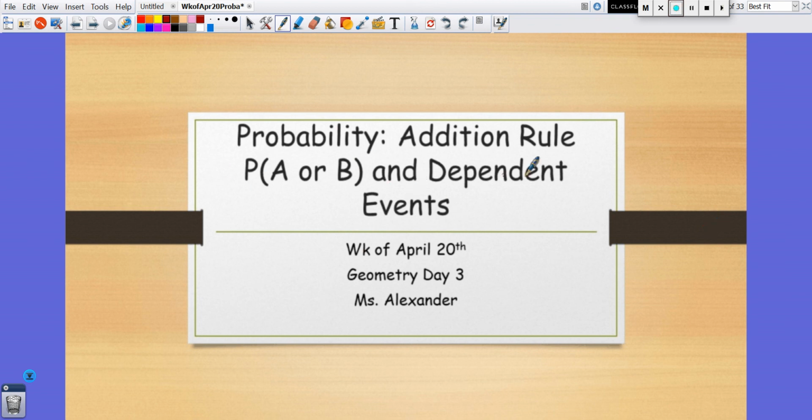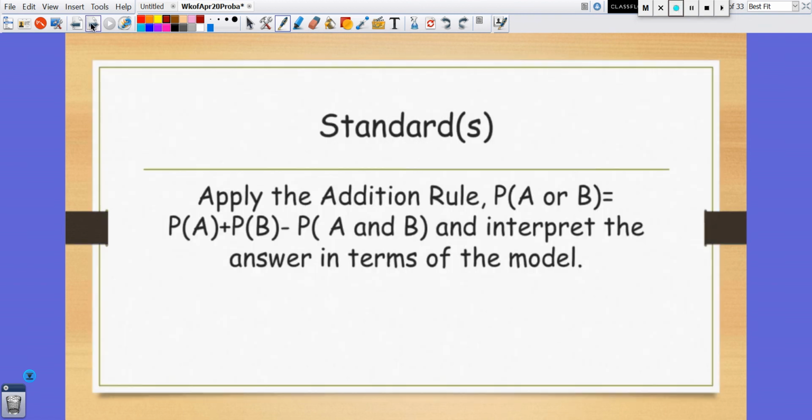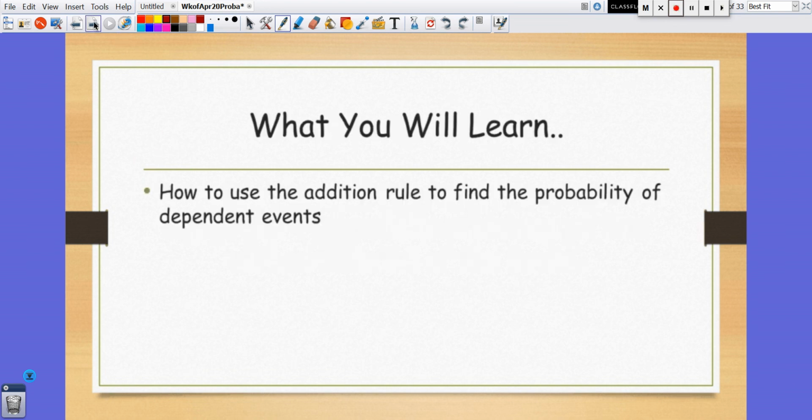All right, so now we have the addition rule. This is day 3, so we're going to talk about the addition rule for when you have the probability of an event A or an event B, and these are dependent events. So we're going to talk about what that is and how we go about doing that. There is a rule for this. You have a formula sheet, but you can write this rule down, and we're going to talk about how it works in our situations. I'm going to show you how to use the addition rule to find the probability of the dependent events.